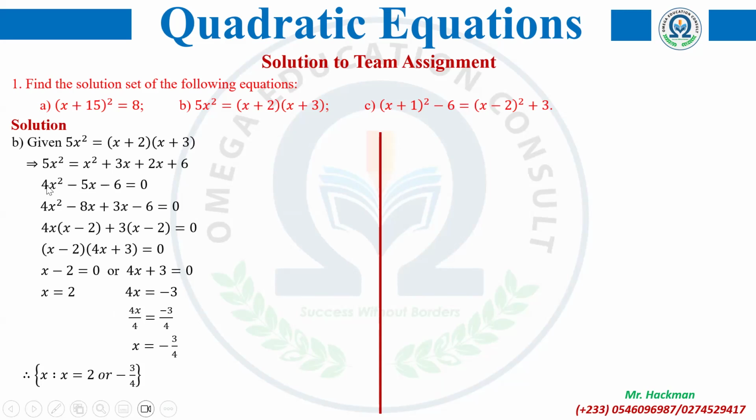So you multiply 4 and minus 6, and 4 times minus 6, we all know, will give us what? Minus 24. So you are looking for a factor pair of minus 24, which when you multiply, you get minus 24. When you add, you get the coefficient of your x here, which is minus 5.